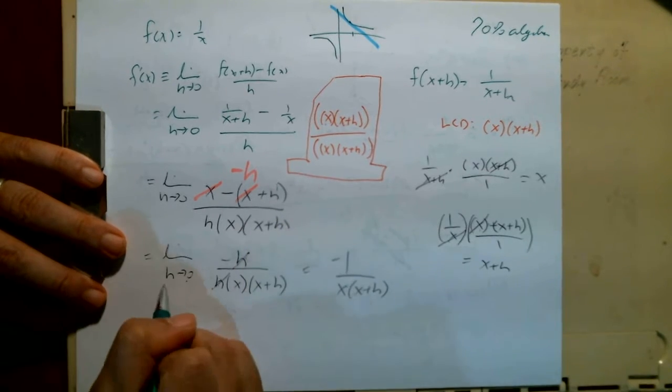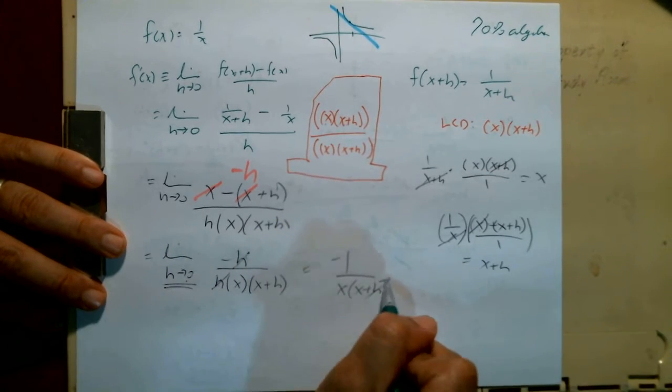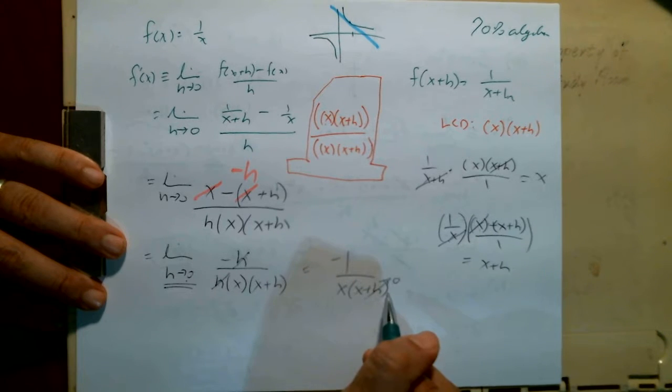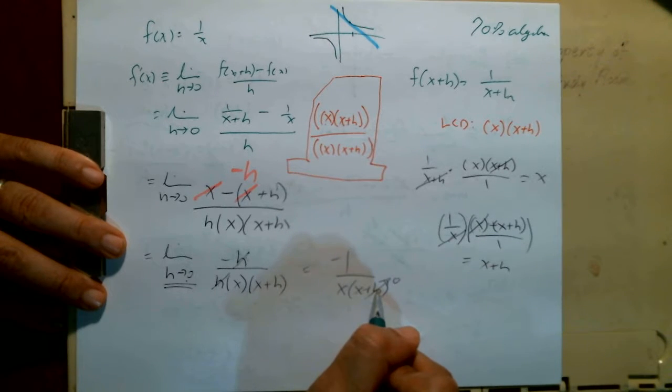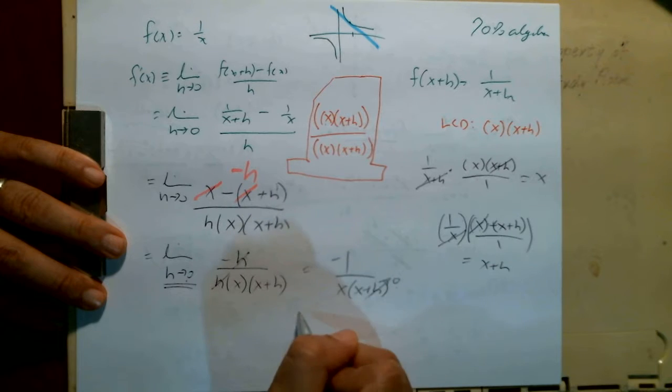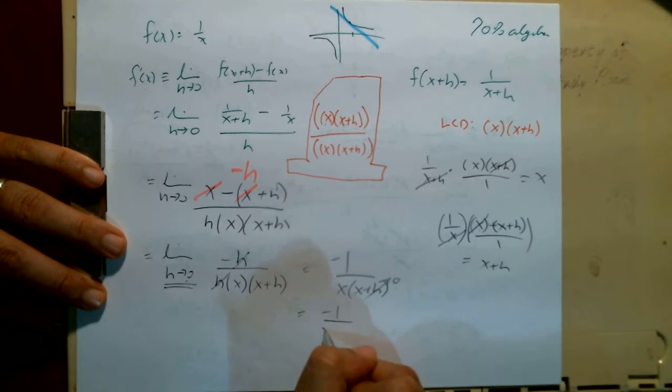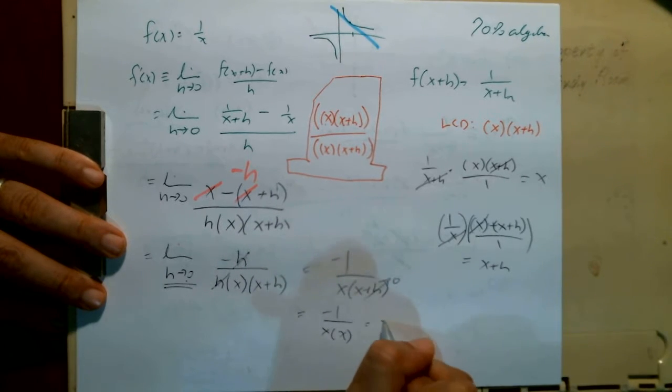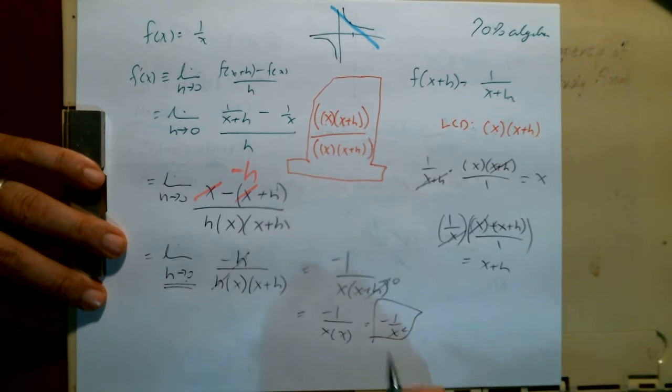Now you can substitute h equals 0 in here. So x plus 0 is just x, right? You end up with negative 1 over x times x, which is equal to negative 1 over x squared.